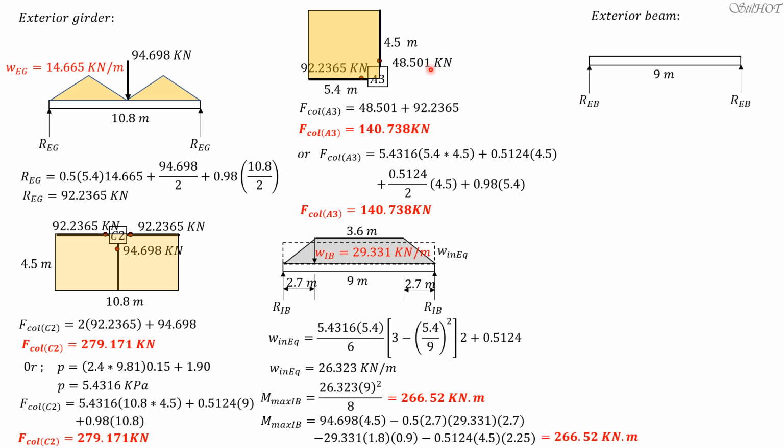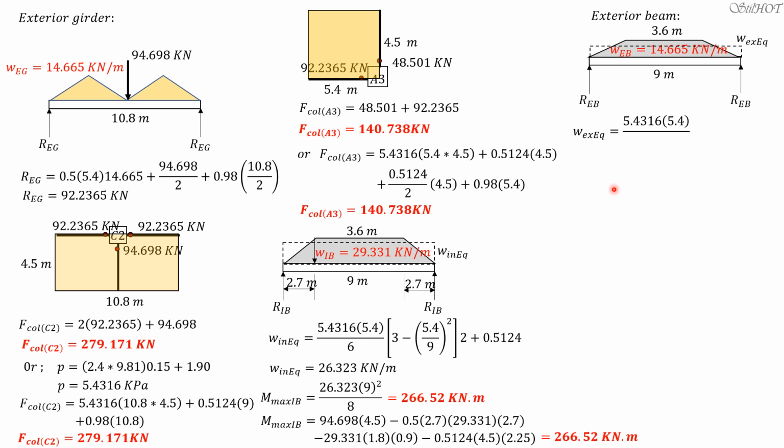REB is 48.501, remember, for the exterior beam. Then we have trapezoidal loading, same as this except the intensity, which is 14.665. So we compute the equivalent uniform load according to the formula. We will not multiply this formula by 2 anymore because this is an exterior beam, so there's only one side where there is loaded floor.